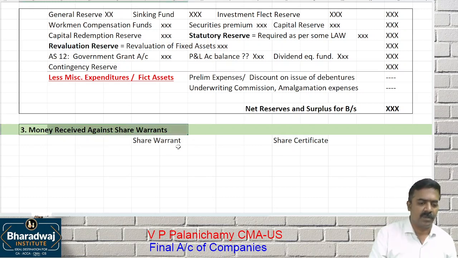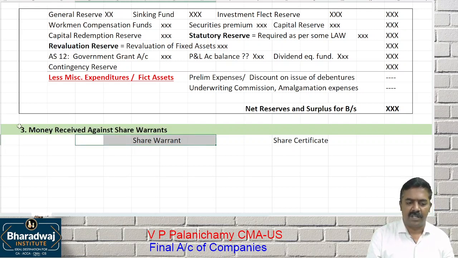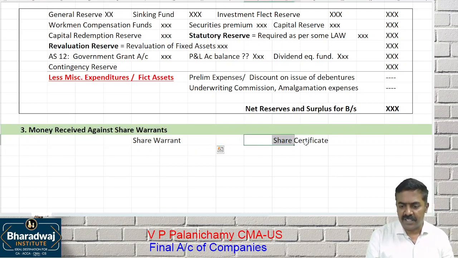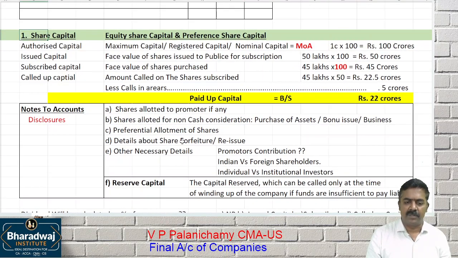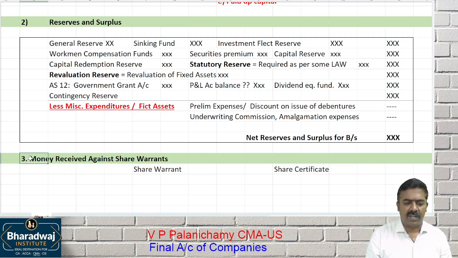If the company has received any money through share warrants, that will come as point number 3. The company has issued a share warrant and collected the money, that will come under which one? Point number 3. Shares issued against share certificates will come under which one? Share capital. Sir, what about dividend for them?